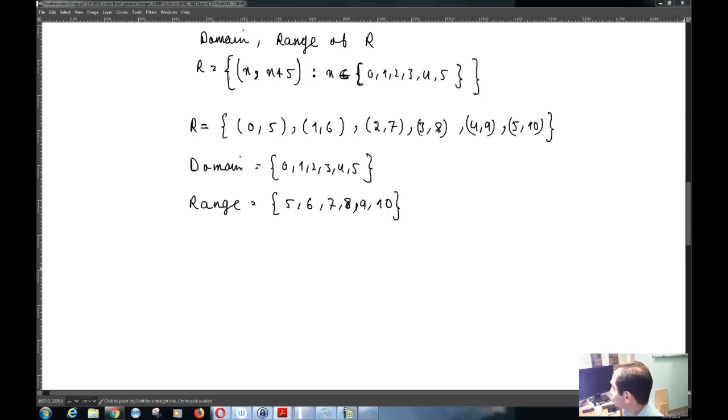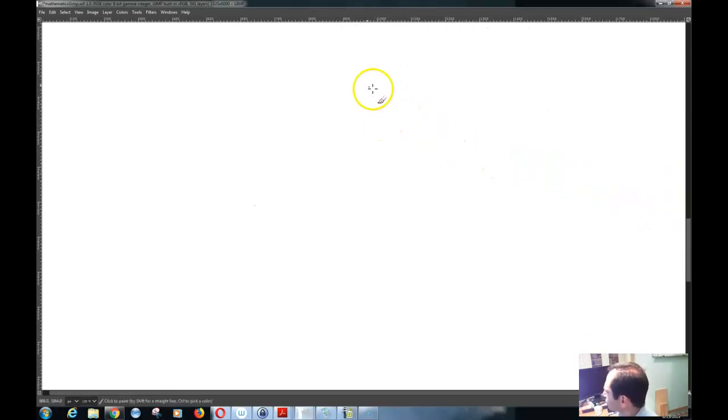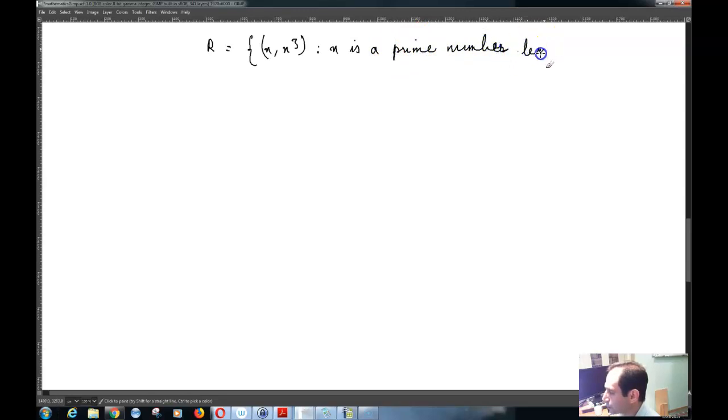Okay. Number 7 is: write that relation R is equal to x, x cubed, where x is a prime number less than 10, and you want to write R in roster form.